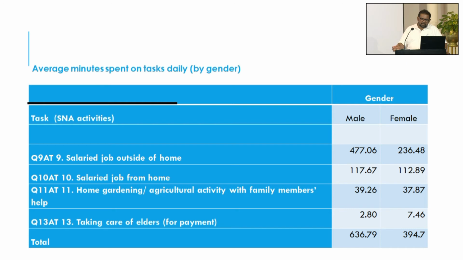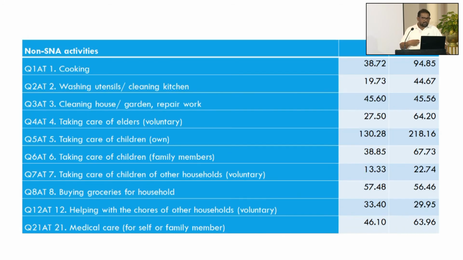Here, clearly, you see that more men are engaged in paid jobs outside of the home, and for the salaried job from home, the percentage is almost similar, right? Clearly, if you look at the total number of minutes that men and women spend on SNA activities, the men are engaged in more SNA activities than women. But non-SNA activities, right?